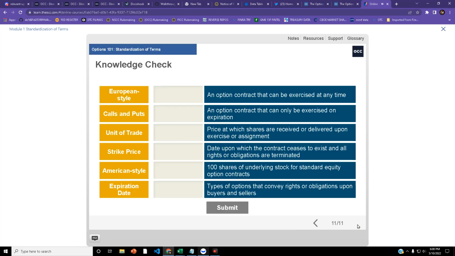Let's take a moment to make sure that you have understood the standardized terms that we have covered so far. Match the terms on the left with the definitions on the right by dragging the terms to the appropriate definition.